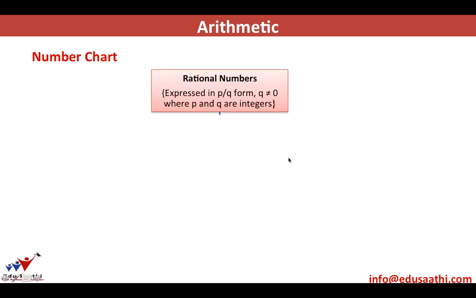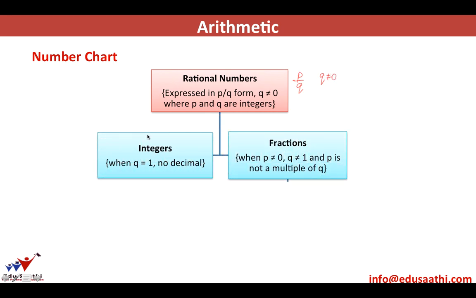Let's move ahead and look at rational numbers now. Rational numbers, as already explained, are the numbers in the form of p by q where q is not equal to 0. They can be classified as integers and fractions. Now, if I fix the value of q equal to 1, I will have my denominator fixed as 1. So I will only have the numerator divided by 1, which gives me an integer. So when q is equal to 1, I will have no decimal or fractional value associated with the number.